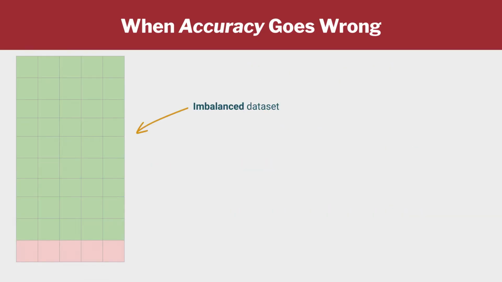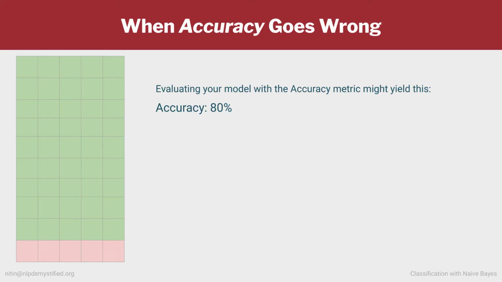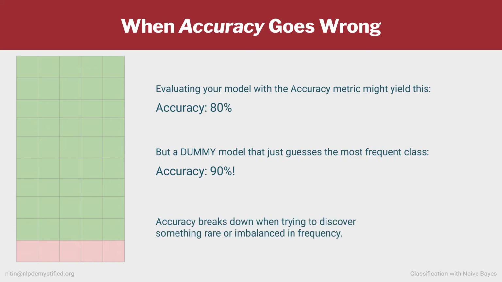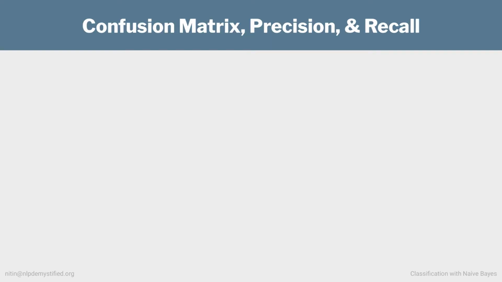Let's say we have a dataset where 90% of the examples are labeled with one class, and we run an accuracy metric on our classifier, and it yields 80%, which may sound good. But running a dummy classifier, which simply returns the class it most frequently encountered during training, will score 90% accuracy, which discredits our classifier. In situations where we need to classify rare or imbalanced events, accuracy is a poor choice. Instead, we can look at something called a confusion matrix and a couple of metrics called precision and recall.